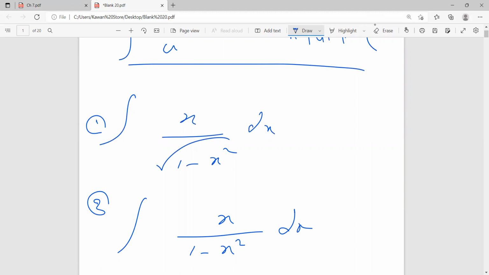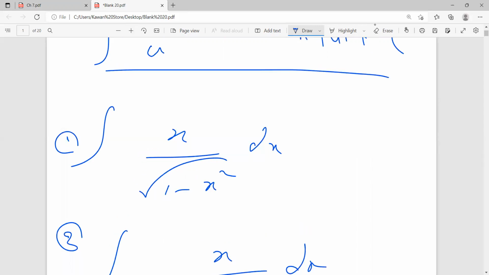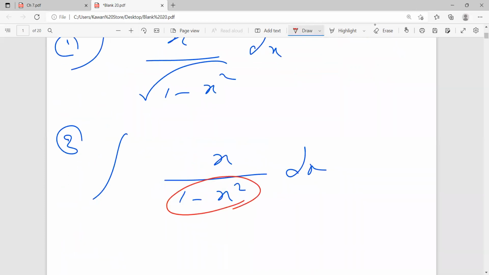That's the idea: if you can distinguish between these types, it means that you understand. Why? Because I know the first one, the second one is easy. The derivative of the denominator here is equal to what? Minus 2. Am I right? Now everything is ready, and I can say it is equal to ln of 1 minus x squared plus c, but also I have minus 1 over 2.